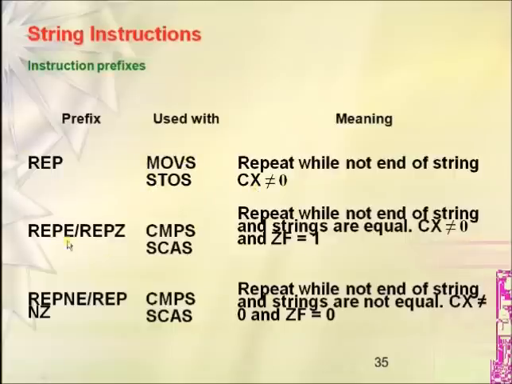REPE and REPZ should be used only with CMPS and SCAS. S is nothing but string. It repeats these instructions until CX is not equal to 0 and ZF is equal to 1. If any of the conditions fails, it will not execute these instructions. And REPNE or REPNZ will execute the instruction until CX is again not equal to 0 and ZF is 0.